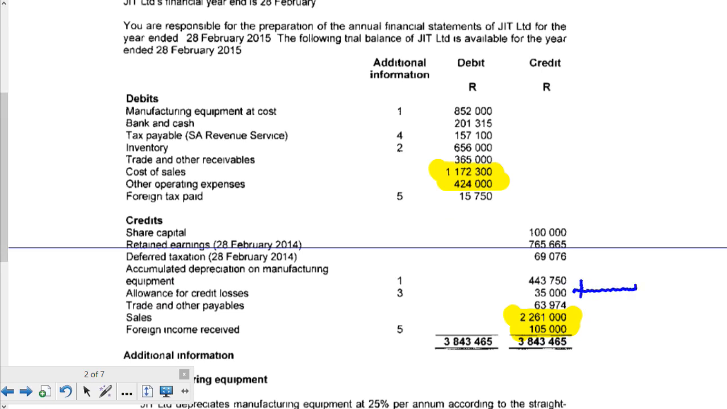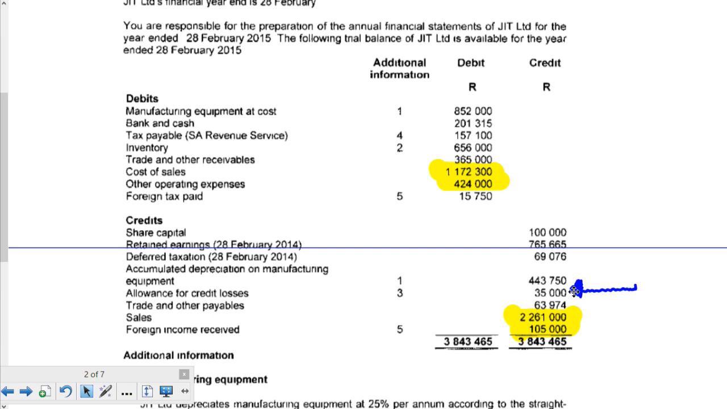It's 35. Yeah. So last year it was 45. Is that right? This year it's 35. So it came down? Yeah. It came down by 10. Okay, so that coming down by 10, we must reverse here.